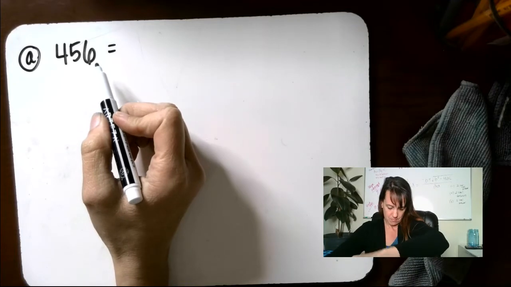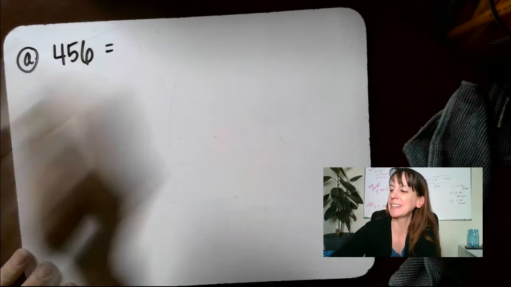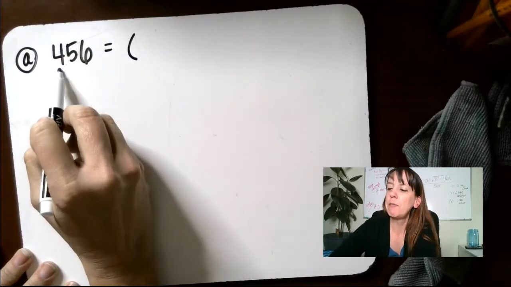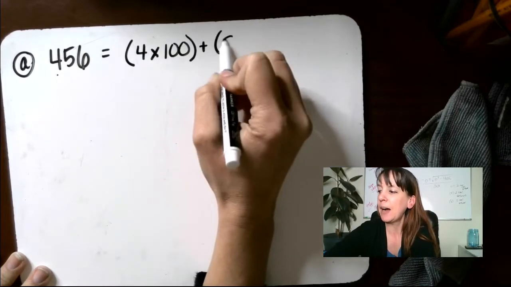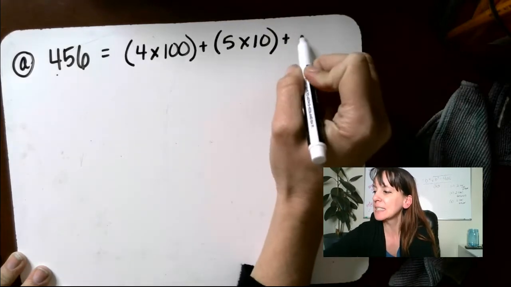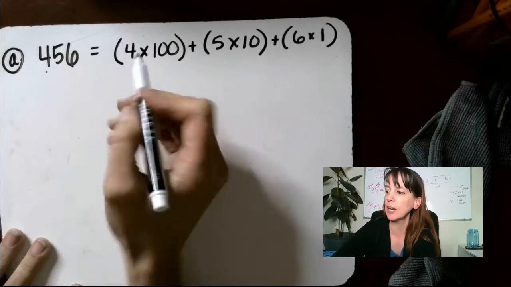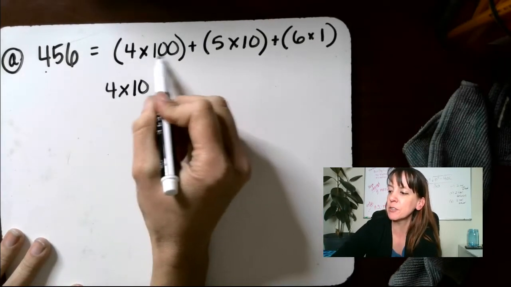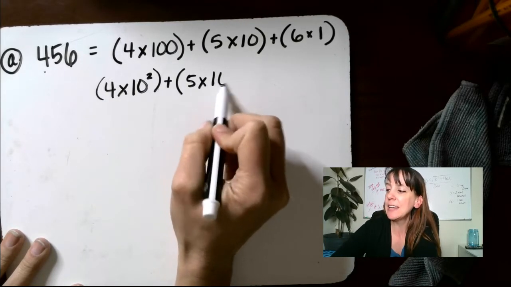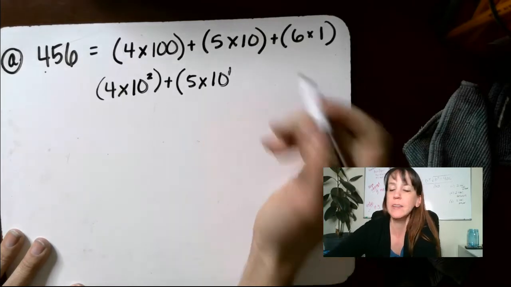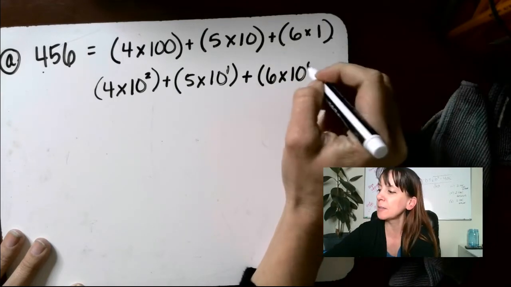So, write each number in expanded notation with the powers of 10. It helps if you read the instructions. So this is 456, so we're going to do 4 times 100 plus 5 times 10 plus 6 times 1. Now we've got to write that in expanded notation as far as the powers of 10 go. That's going to be 4 times 10 to the, there's 2 zeros, so it's going to be a 2, plus 5 times 10 to the, there's 1 zero, so that's going to be a 1, plus 6 times 10 to the, no zeros, so that's going to be a 0.